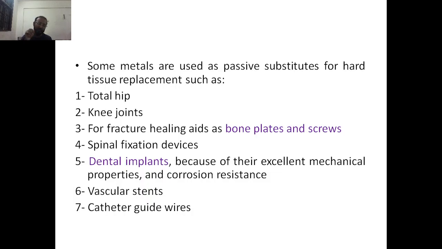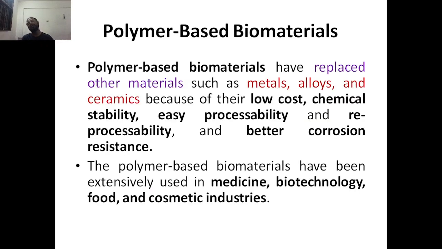They use this during the angiogenesis topic. I might have explained this catheter guide wire to you. We usually use it whenever there is an obstruction in the blood vessels, so that we can remove it, and vascular stents also. So that was about the metals.